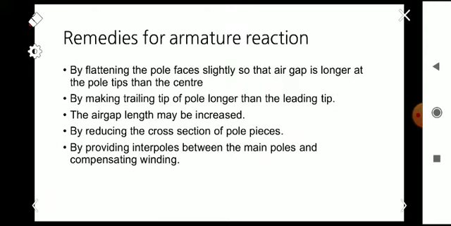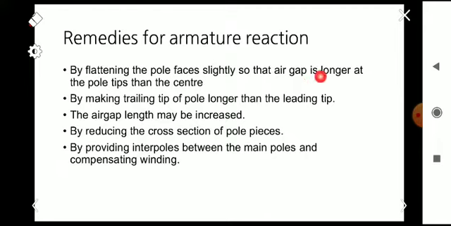So these are the main effects of armature reaction. How can we overcome the armature reaction? The first method is by flattening the pole faces slightly so that the air gap is longer at the pole tips than at the center of the pole. This results in an increase in reluctance at the pole tips, and so the magnitude of the armature flux will be reduced.